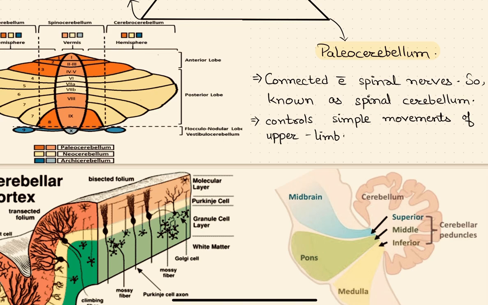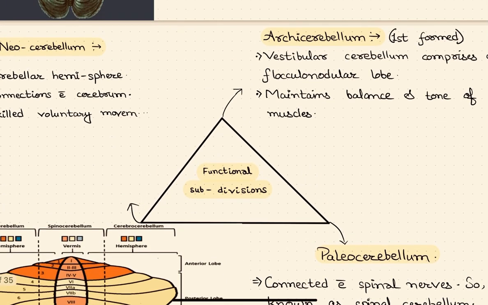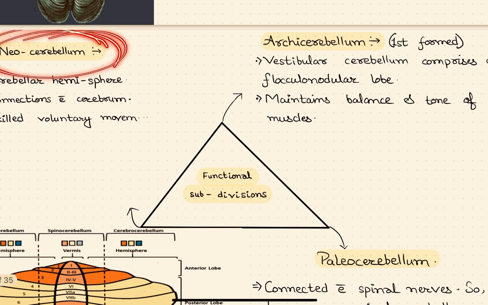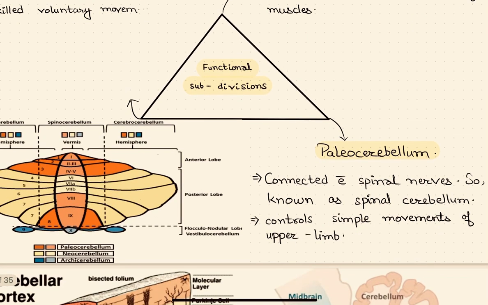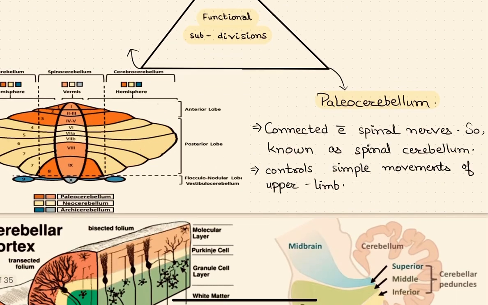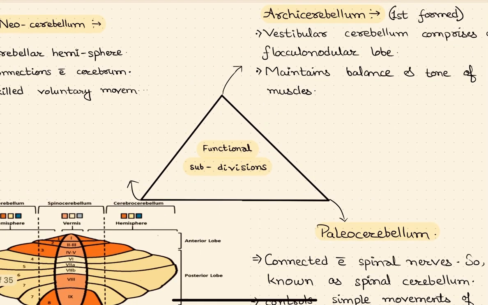And where in this diagram can we find this paleocerebellum? So paleocerebellum is this region. This and this region is paleocerebellum, which is responsible for the upper limb movement. Now we have the neocerebellum. It is newly formed, like the cerebral hemispheres. So these are the cerebral hemispheres, and they comprise the neocerebellum. The skilled voluntary movements, like I said about gymnastics, are carried out by the neocerebellum. So these were the three functional divisions: archaecerebellum, paleocerebellum, and neocerebellum.